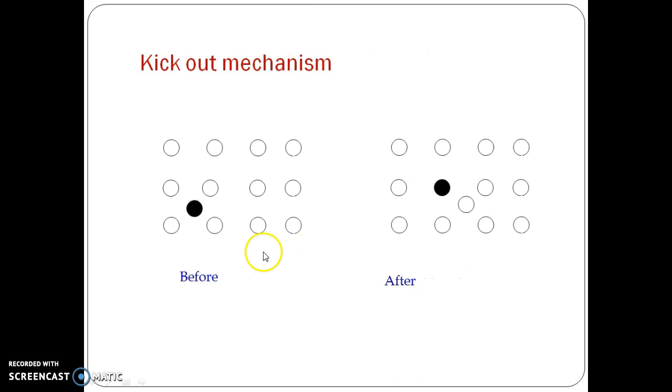In kick-out mechanism, what is happening? The impurity atom which is in the intermediate position will, under the influence of high energy, knock out the regular silicon atom from its lattice structure and occupy its position, thus pushing this regular silicon atom into intermediate position.